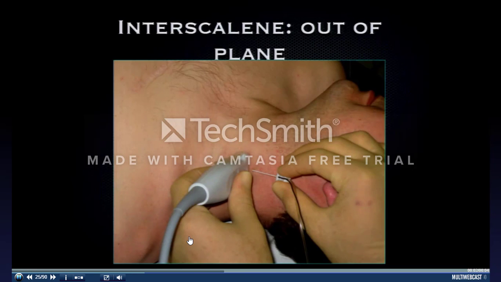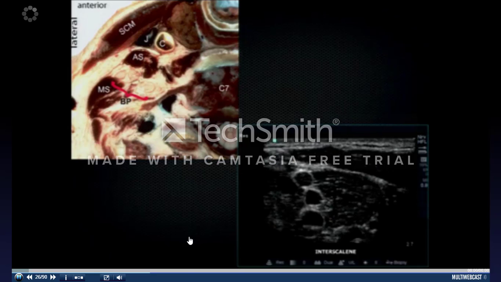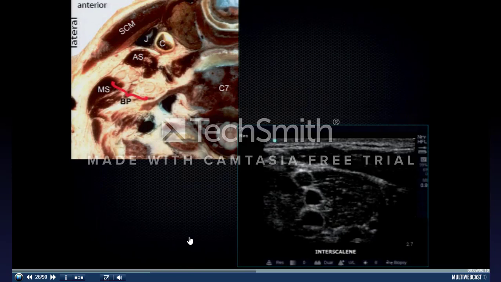If we talk about the interscalene out-of-plane, very similar. It's a very short distance. This nerve root of C5 is less than half a centimetre below the skin. So it should make sense, it should be nice and easy just to put the needle behind the nerve plexus and inject a bit of local anesthetic. There are other structures there as well, so it could be quite easy.